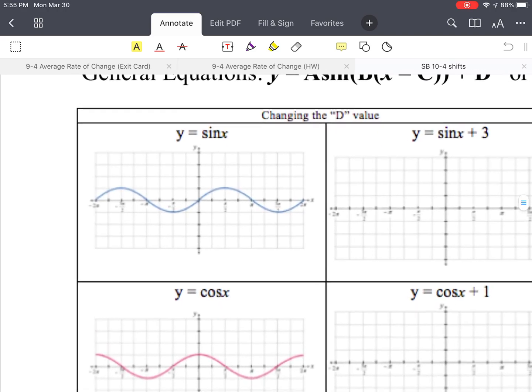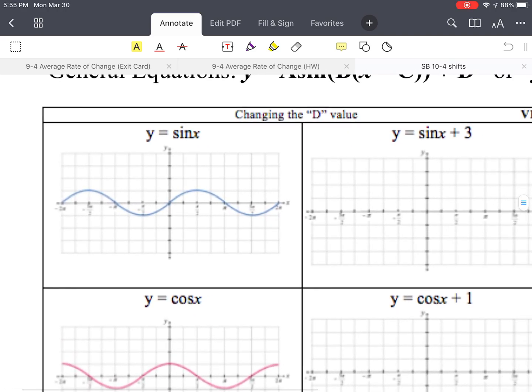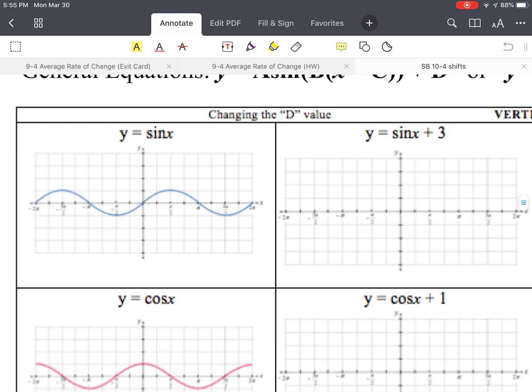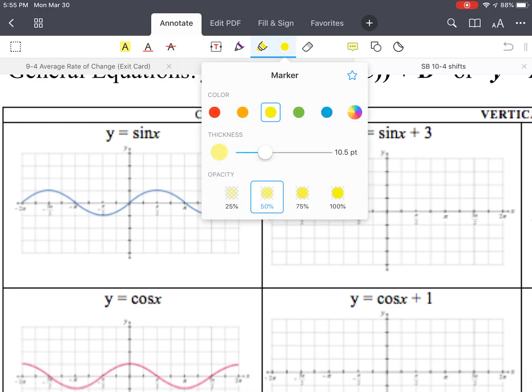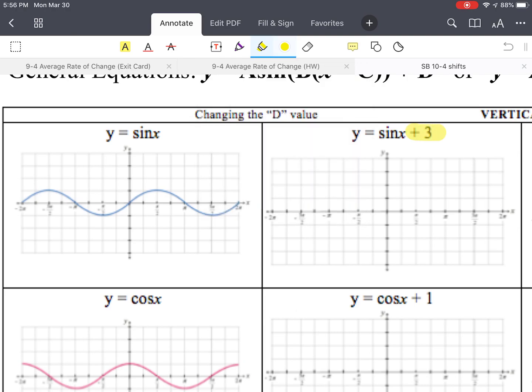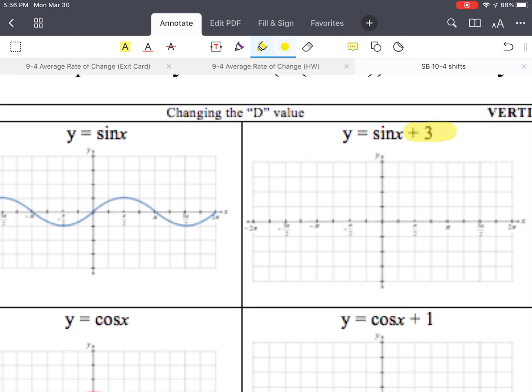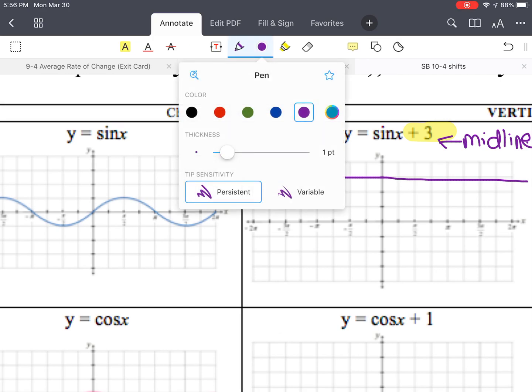So here we have our original y equals sine x. And what we're going to do is shift it up 3. That's what this plus 3 means at the end. It means that we're shifting it up 3. So we're going to draw in our new midline. And this right here tells us what our midline is. So my midline is now at y equals 3. And then everything else is going to stay the same.